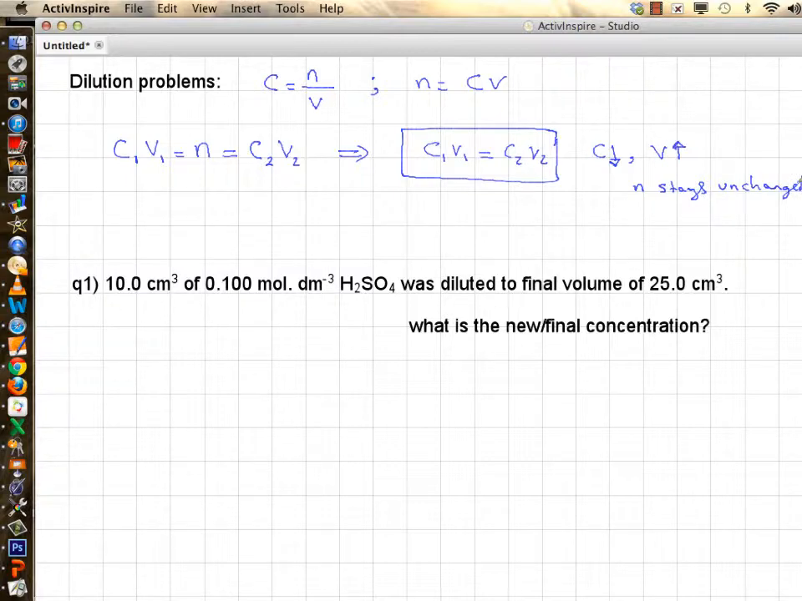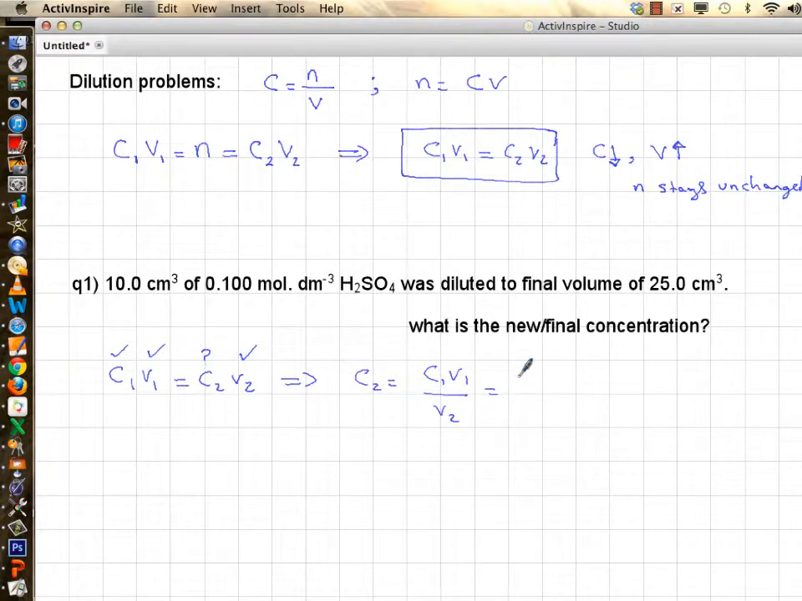Now let's solve a few problems. First question I want to talk about is you have 10 centimeter cube of 0.1 mole per decimeter cube sulfuric acid, and you add enough water until your final solution has a volume of 25 cm cube. What is the new, or sometimes called, final concentration? So let's just plug in our equations. C1V1 equals C2V2. We know concentration 1, we know volume 1, we know volume 2, and this is question mark. So concentration 2 is simply C1V1 over V2.